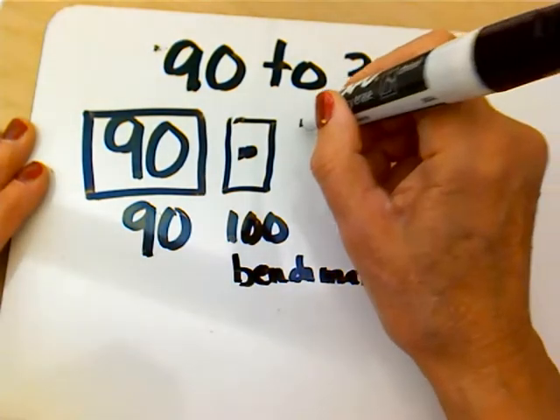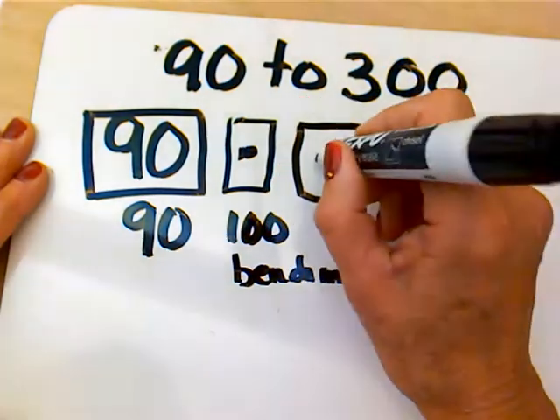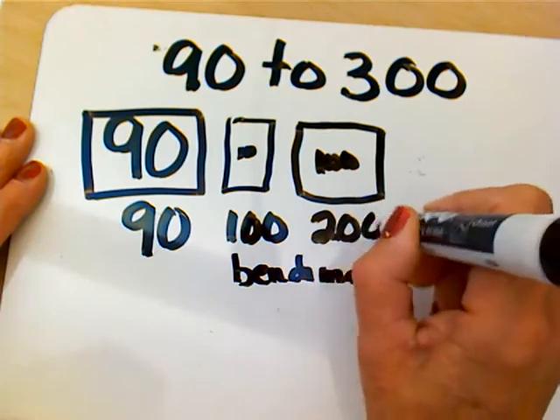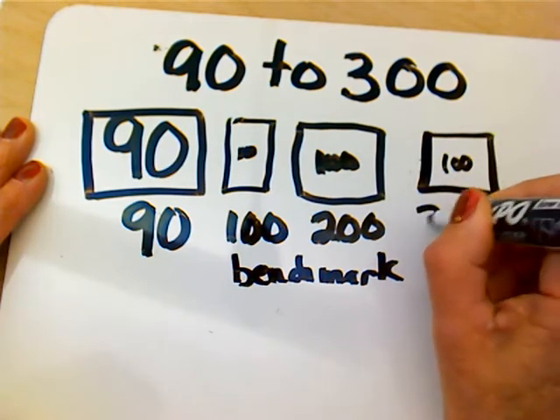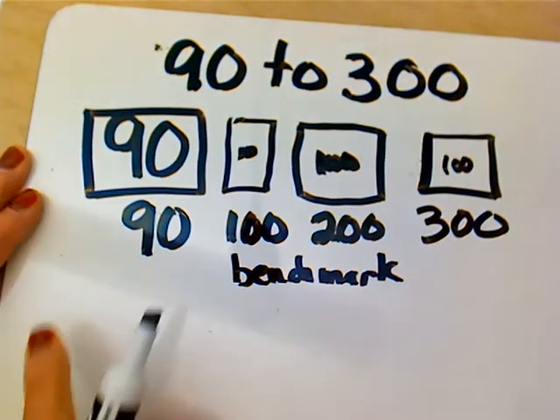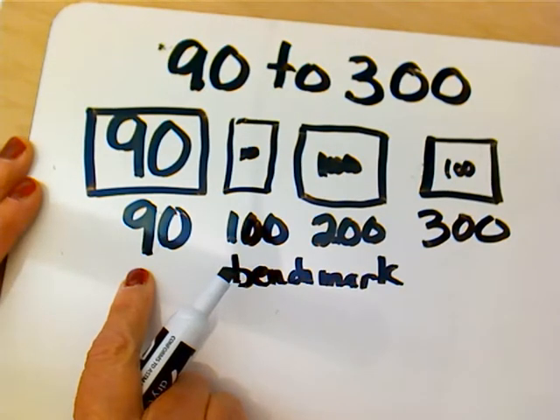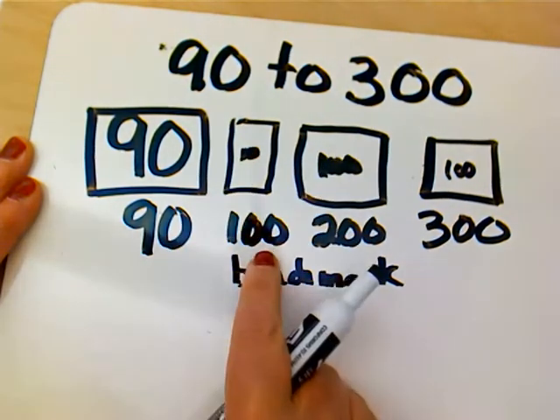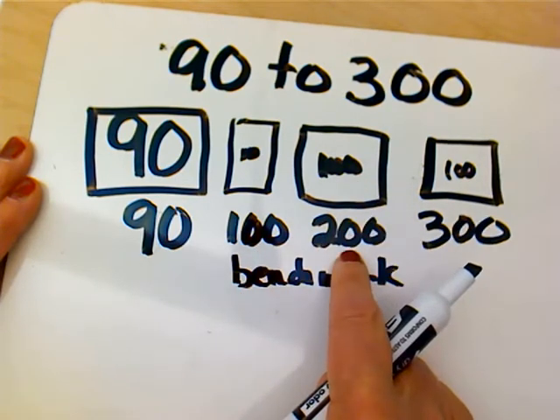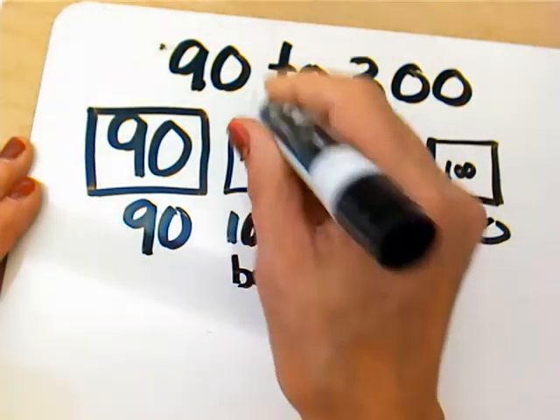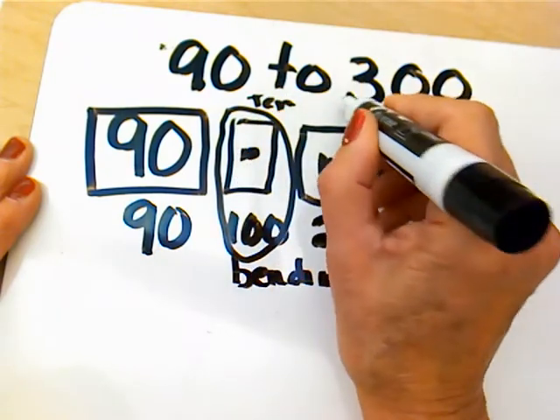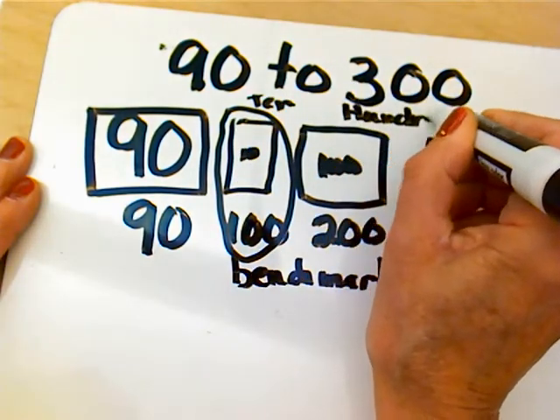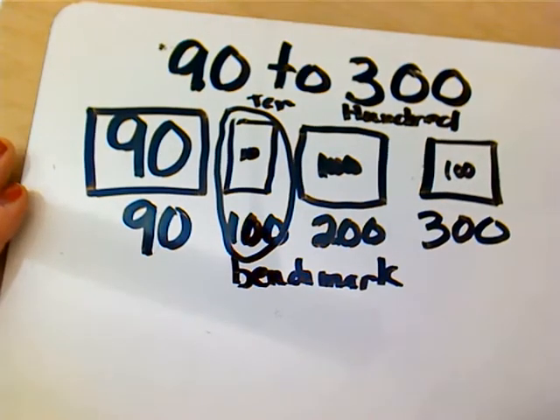So from 100, if I put another bunch of 100, then I would be at 200. And then another bunch of 100 would put me at 300. So I am starting at 90 and counting forward, adding 10 to get to 100. Another 100 gets me to 200, another 100 gets me to 300, with 100 being my benchmark. So I counted with tens and I counted with hundreds. Okay, excellent. Let's try another one.